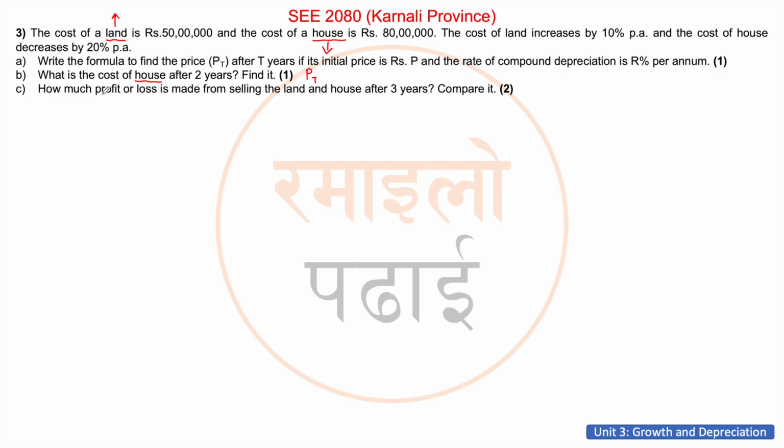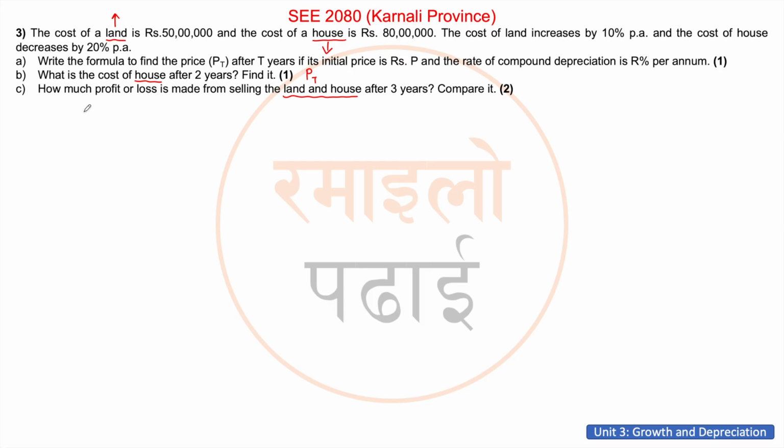In C, how much profit or loss is made from selling the house and land after 3 years? Compare it. So they are selling land and house after 3 years. So we first need to find the price of land and then price of house after 3 years and then subtract the price of land and house that was at the beginning, and then we can see if it was a profit or loss and then we can write the answer.